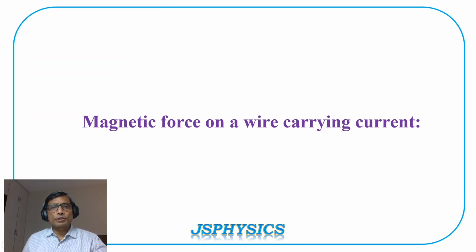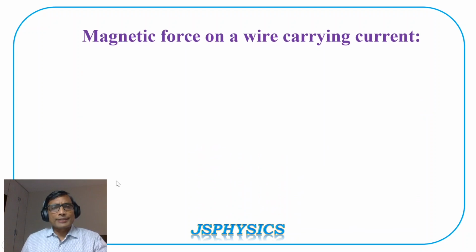The magnetic force on a current carrying wire. In the last lecture we have seen that whenever a charge is kept in a uniform magnetic field, it will experience a force which is given by F is equal to QVB sin theta. The direction of the force you can also find by using the right hand rule. Today we'll consider the magnetic force on a current carrying wire which is kept in a uniform magnetic field.